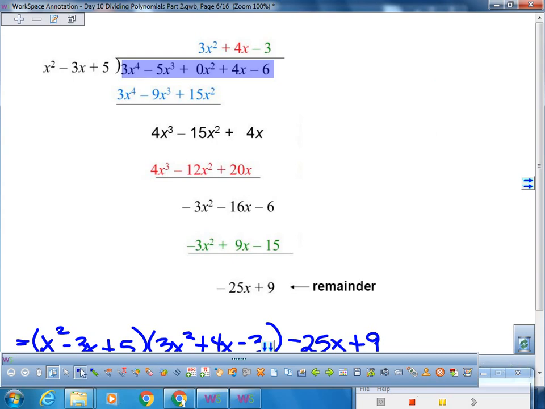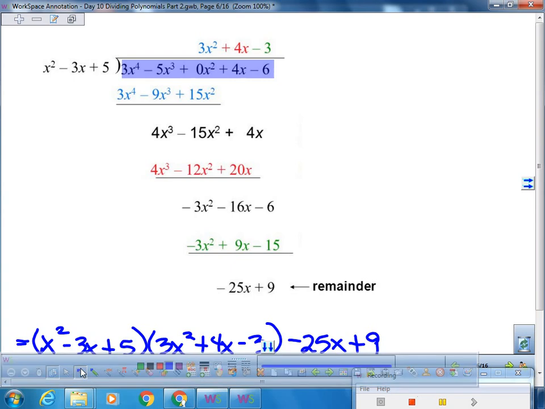If I have a remainder of something, then this would be my answer, right? And my remainder would be negative, so we'd say plus negative 25x plus 9 all over x squared minus 3x plus 5. So that's another way you could see this answer. Okay? Once I have this much left over out of dividing this, one is this is a multiple times this is a multiple with this left over, and that would give me that. Okay?